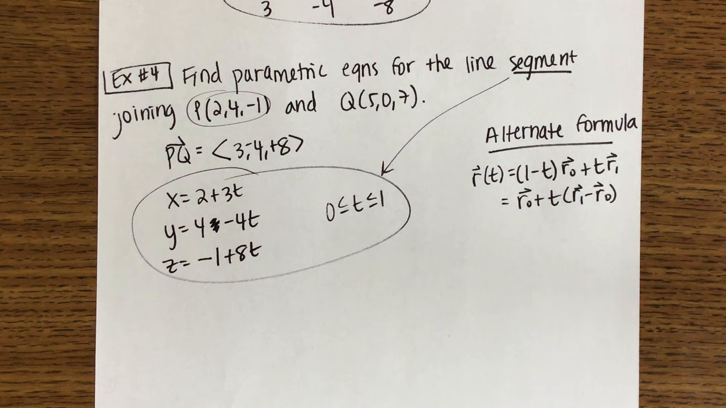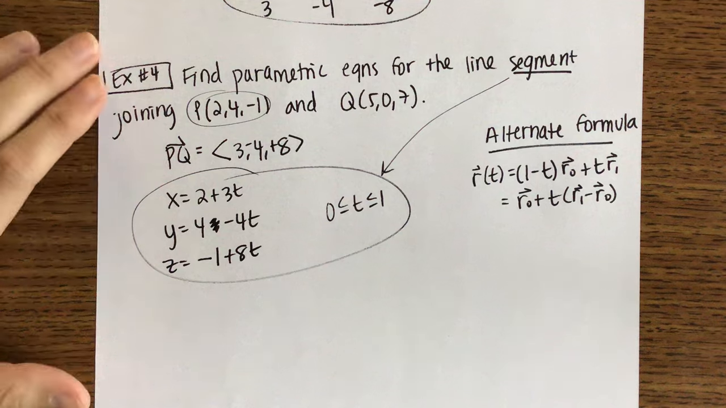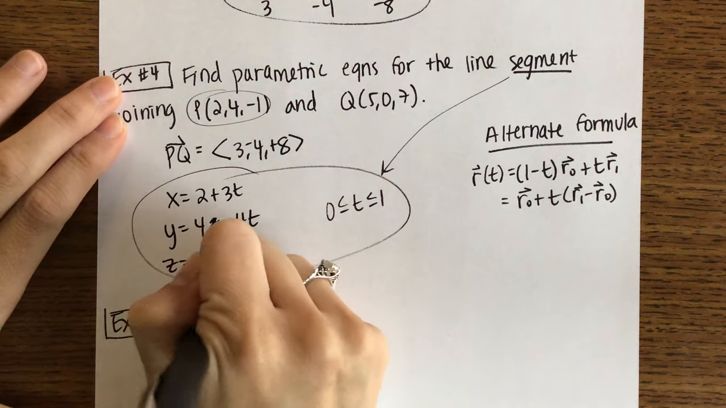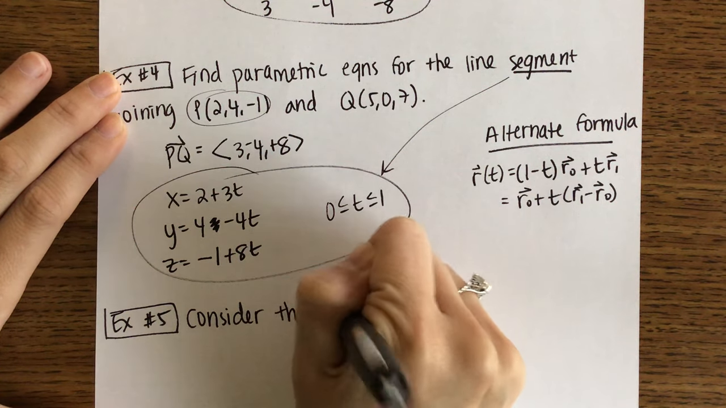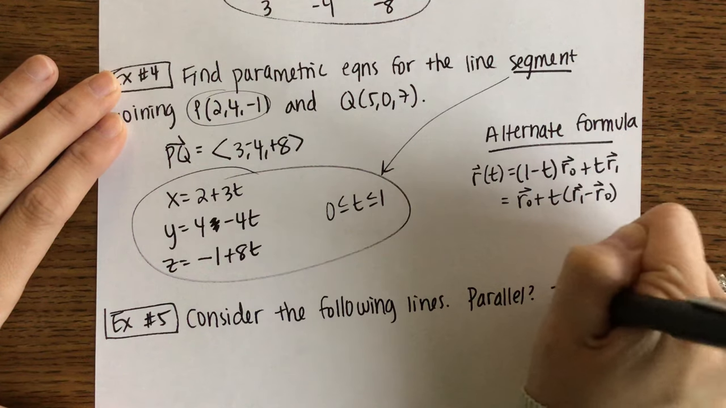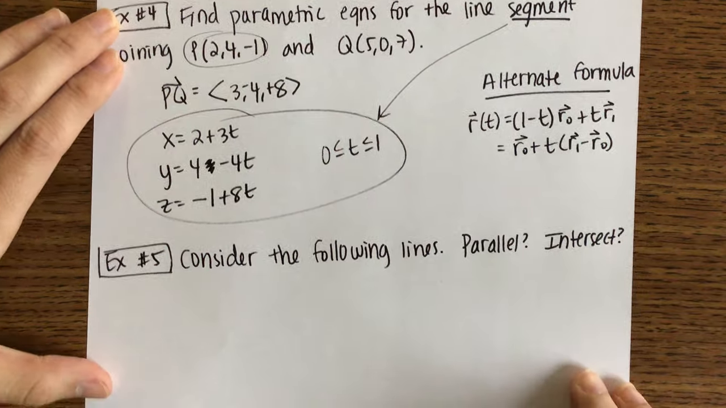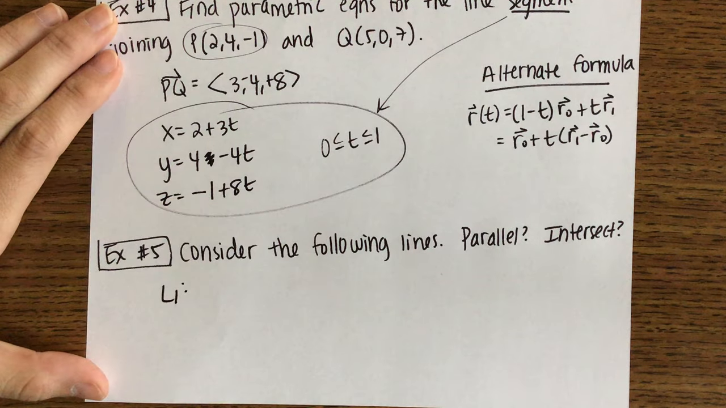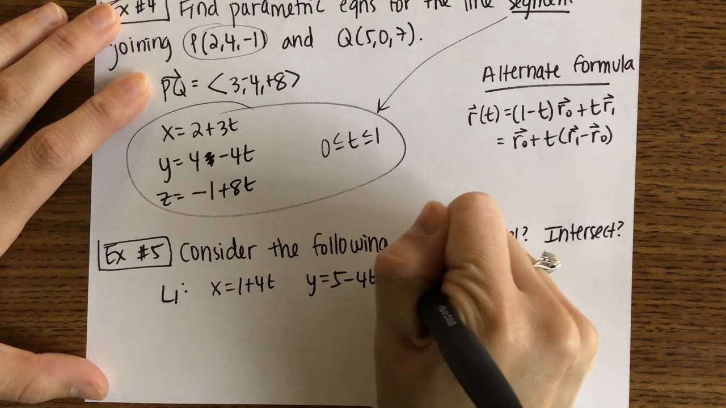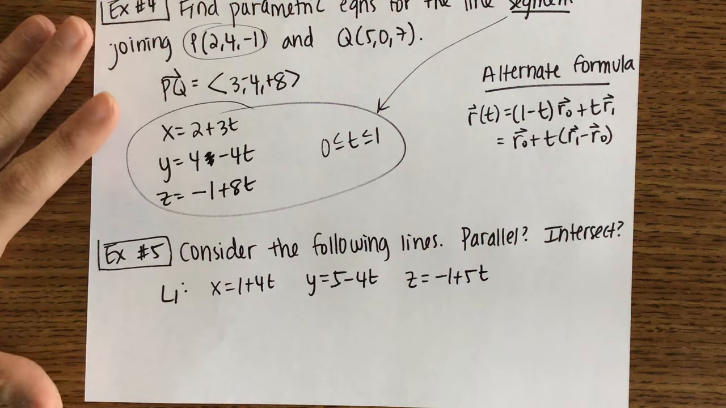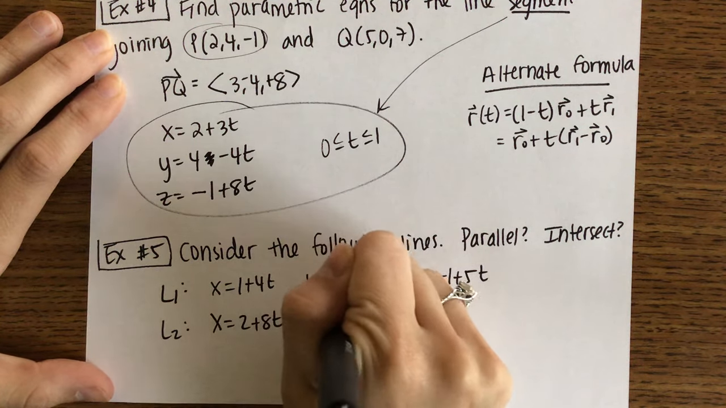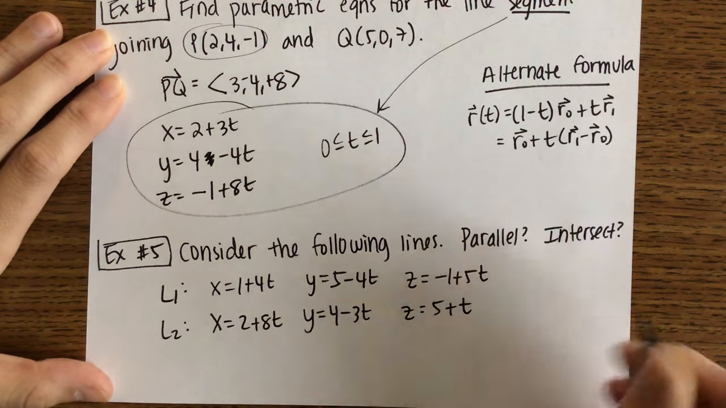We got one more equation of lines question, and then we're going to move on to planes. Does that work for you guys? Okay. So next example, consider the following lines. I want to know, are the lines parallel or do they intersect? So here are your two lines. Line one, they're all going to be written parametrically. Line one is x equals 1 plus 4t, y equals 5 minus 4t, and z equals negative 1 plus 5t. So that's your first line. Second line, x equals 2 plus 8t, y equals 4 minus 3t, and z equals 5 plus t.